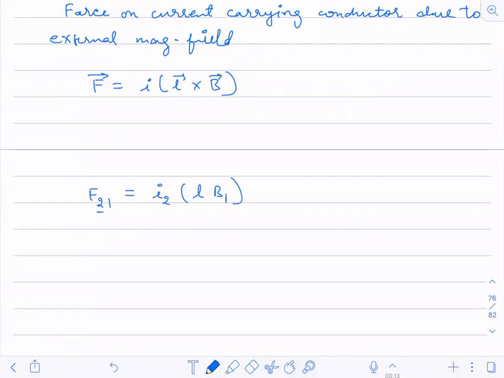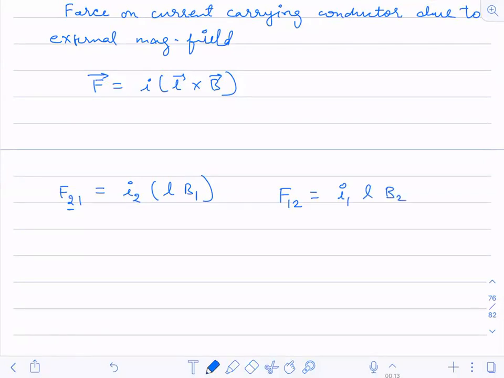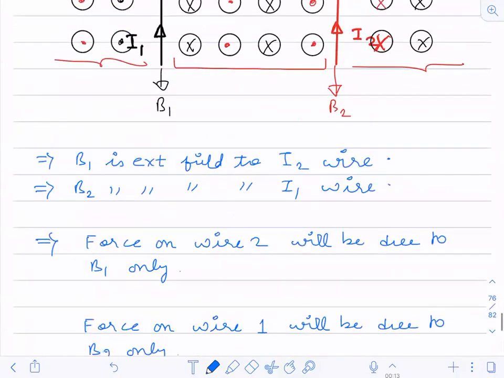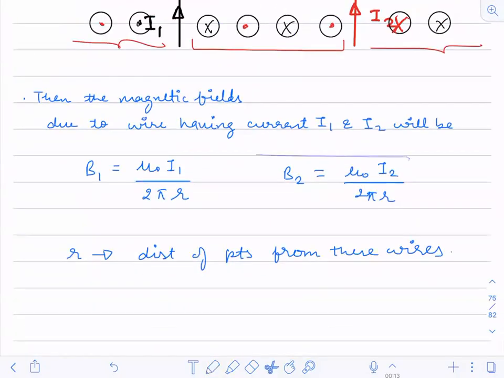If I calculate force on 1 due to 2, can you tell me what I will write? Current in 1, length, and magnetic field due to 2. Is it okay? Now, can we substitute the value of B1 and B2? So what I'm doing, I'll just take the value of B1 and B2 and put it here.